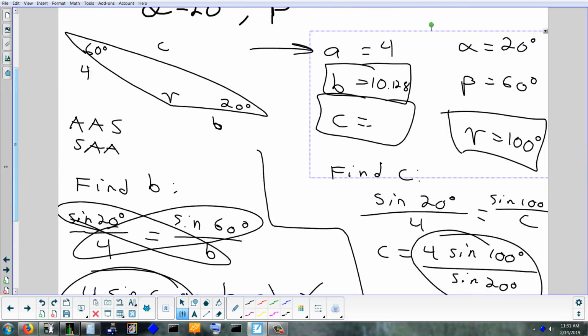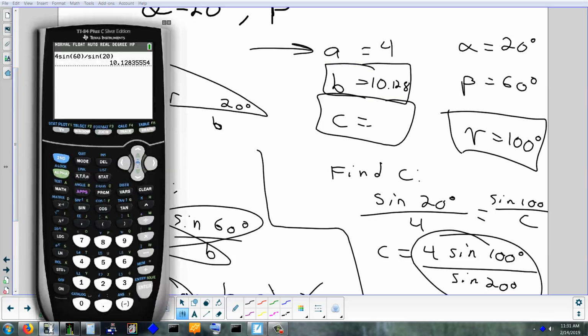It'll be larger, but it won't be larger than 14.128 because these two sides added together have to be bigger than the third. It's always true in any triangle. So it's somewhere between 10 and 14. That's all I know. Right, let's see what it is. 4 sine 100. Make sure you close the parenthesis. Divided by sine 20. And we get 11.518.